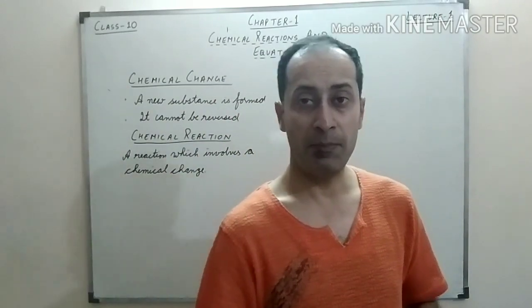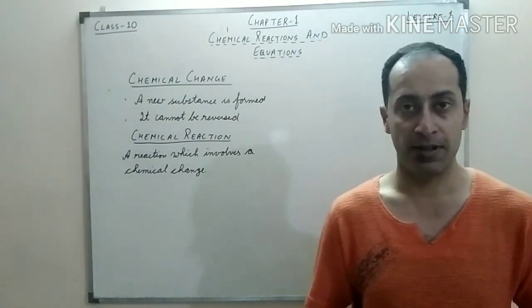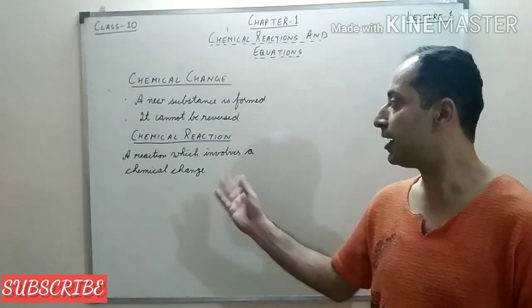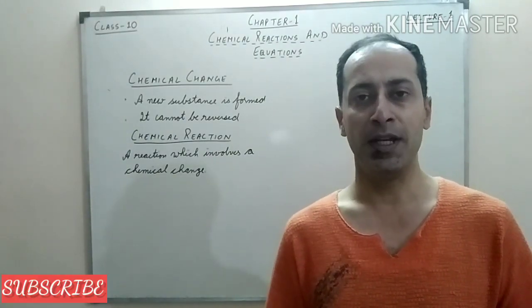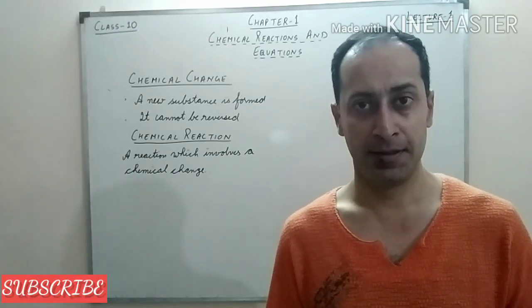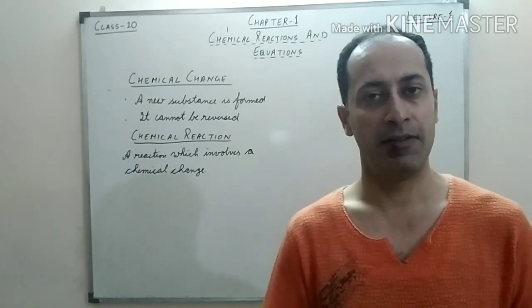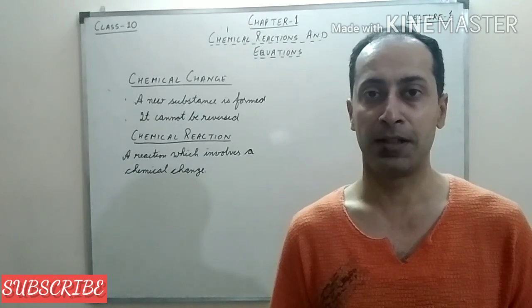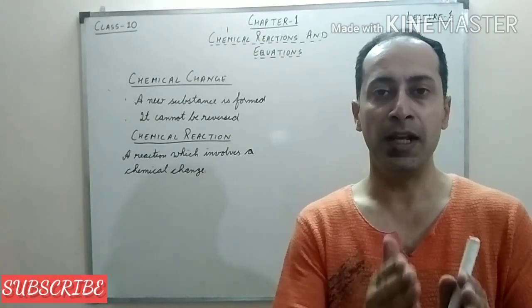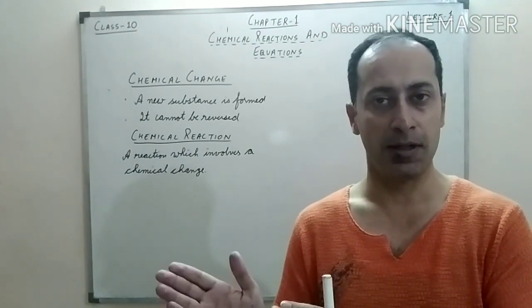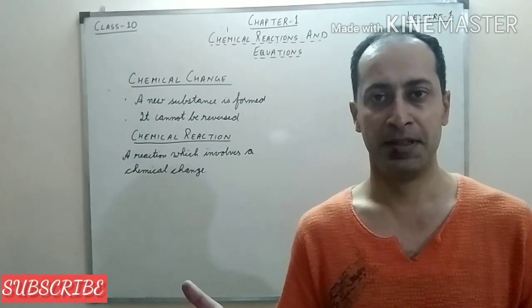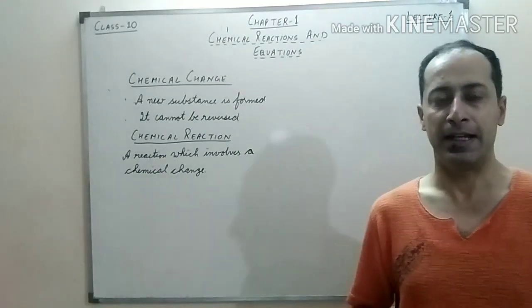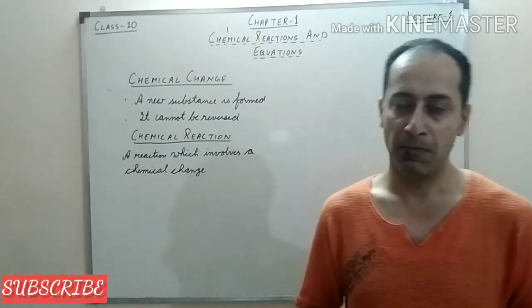Now we can have many instances in our everyday life where we can see a chemical reaction. A very simple example: at your home you make curd, yogurt, right? How do you make it? With the help of curd, with the help of milk. Now when milk changes into curd or yogurt, can you reverse it back? No, it cannot be reversed. So it's an example of a chemical change.